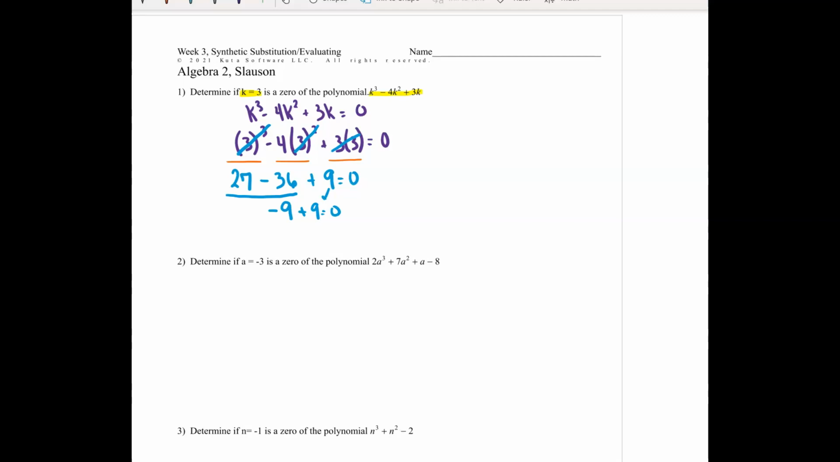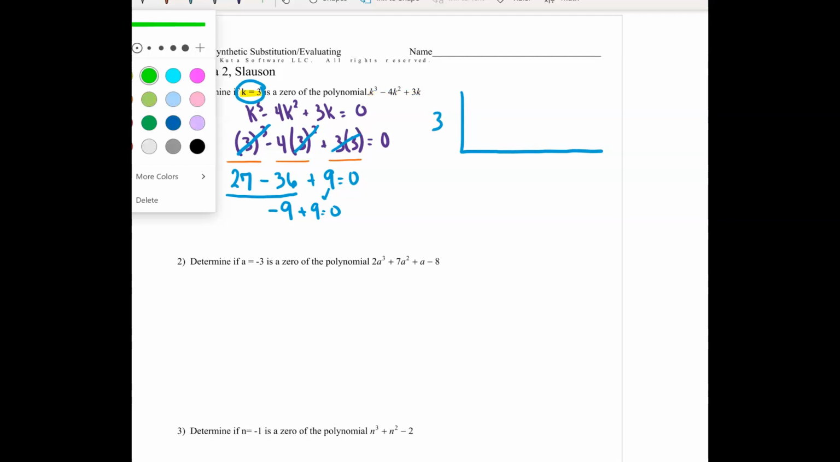In this section, I need to show you a different way to evaluate. What I'm going to show you is called synthetic substitution, but it's also eventually going to get the nickname synthetic division. The way I start is I think of it as an upside down division box, and I'm going to take whatever I think the 0 is, which is k equals 3, and put it on the left side as you're seeing. Then I'm going to go back to my function and re-highlight this in a different color now.